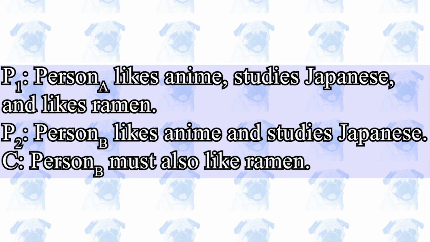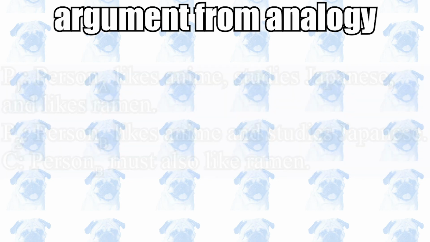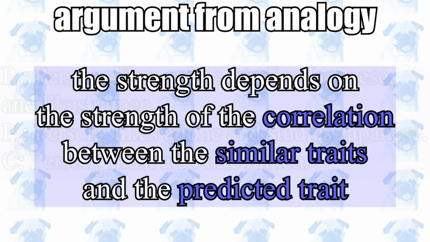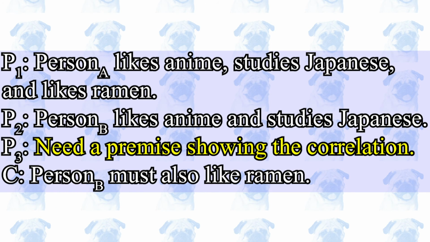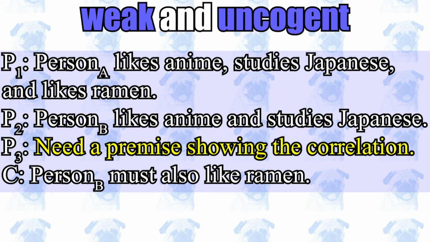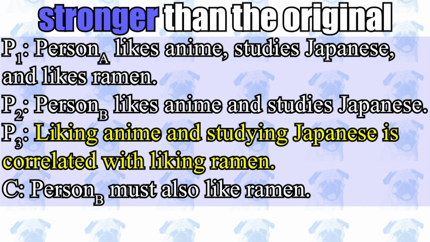This form of inductive reasoning is referred to as argument from analogy. The strength of this argument depends on the strength of the correlation between the 2 shared characteristics and the third predicted characteristic. However, unless the argument includes an extra premise that shows the expected correlation, it is considered a weak argument. Conversely, if you can show a strong correlation, the argument becomes stronger.